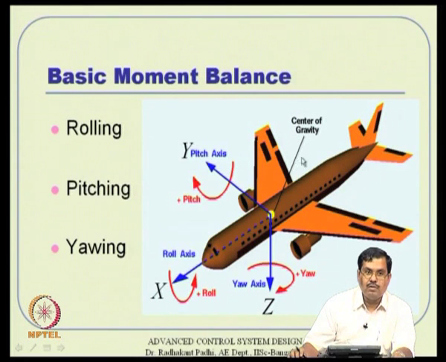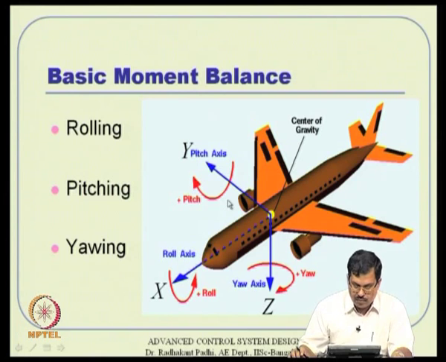Then there is a moment balance. In other words, if you want to rotate the aircraft, you would need an axis frame about which to rotate, and that is where the concept of the body axis frame comes in, which is centered at the center of gravity of the airplane. The x axis points towards the front, the y axis to the right side, and the z axis down. All that we have discussed before.